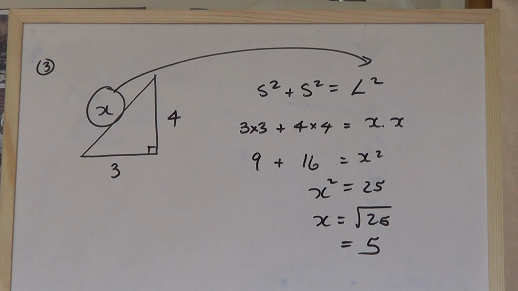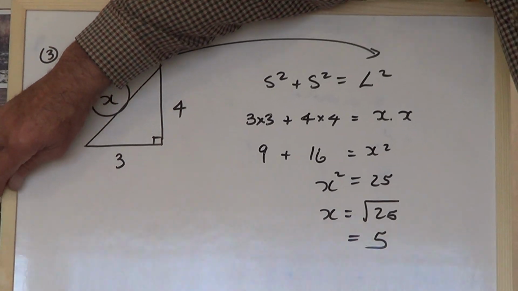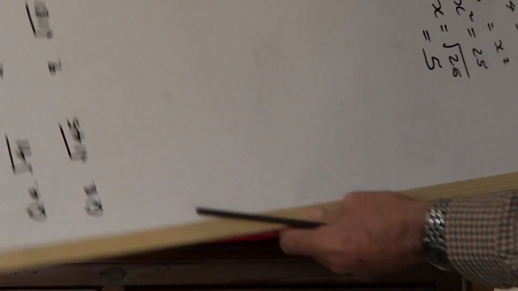Now, you need to carry on and do the other 7 questions. Question number 4 will have short sides of 4 and 5. Question number 5 will have short sides of 5 and 6, and so on. Now, you need to pause your video.